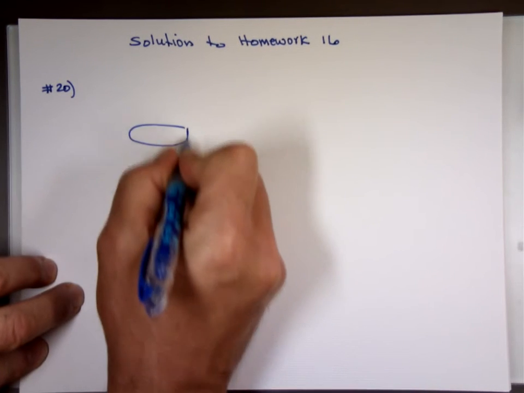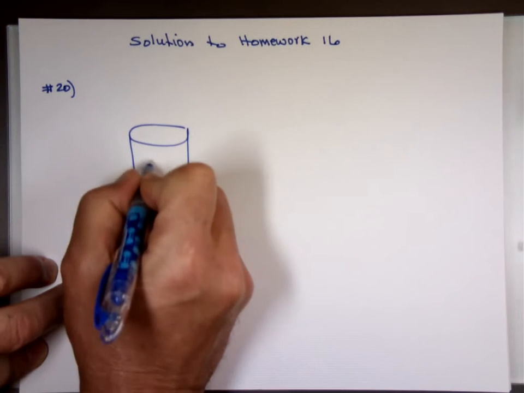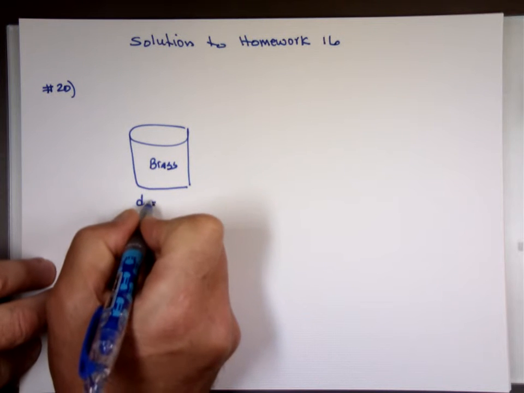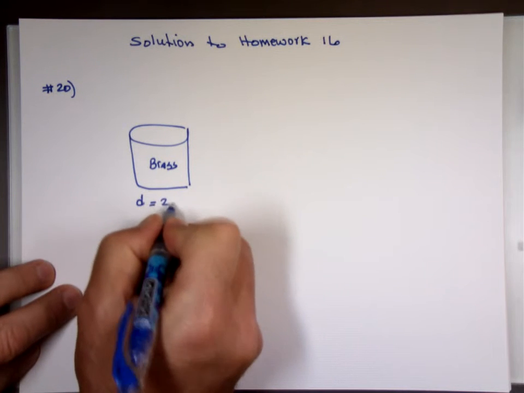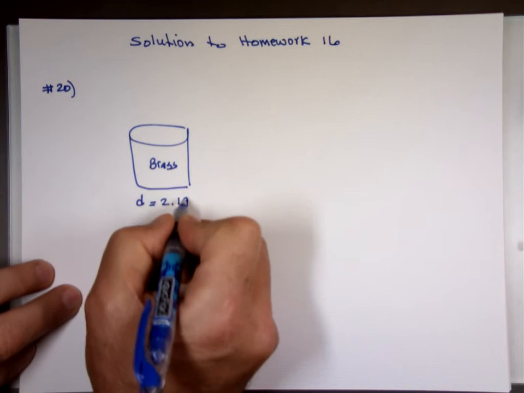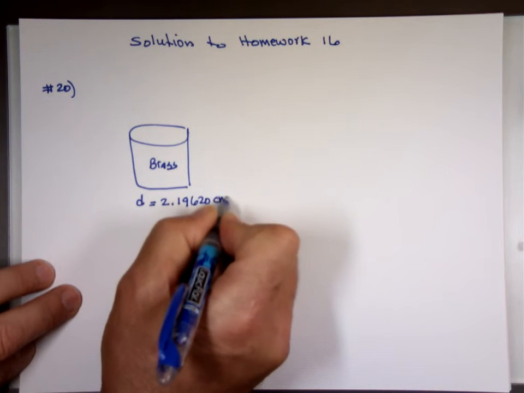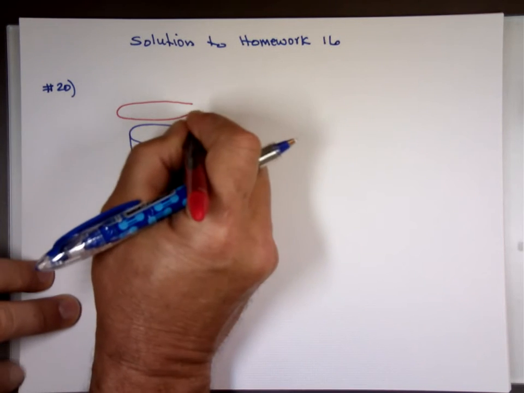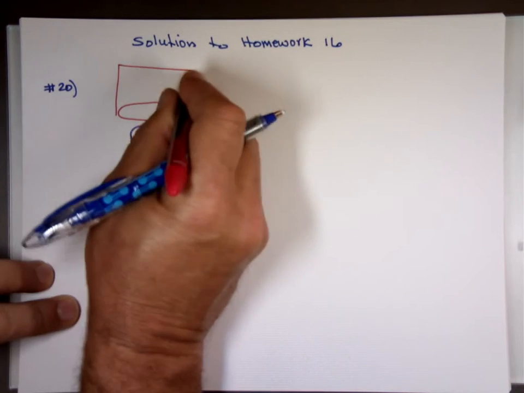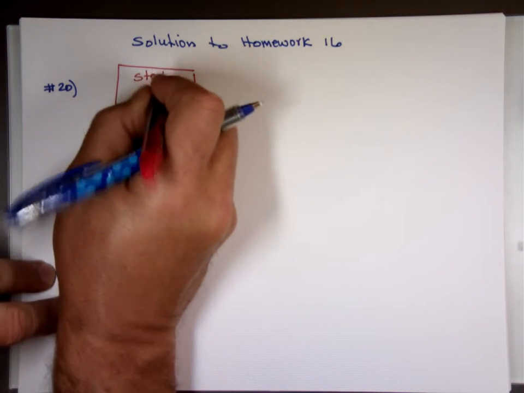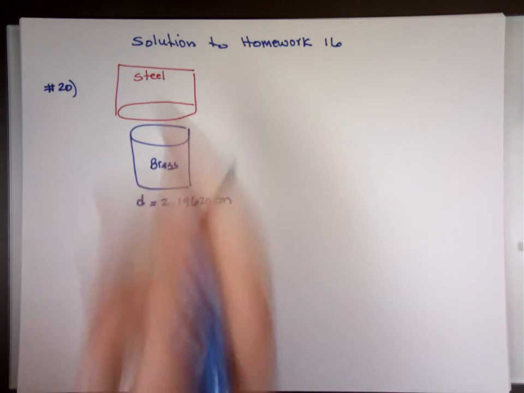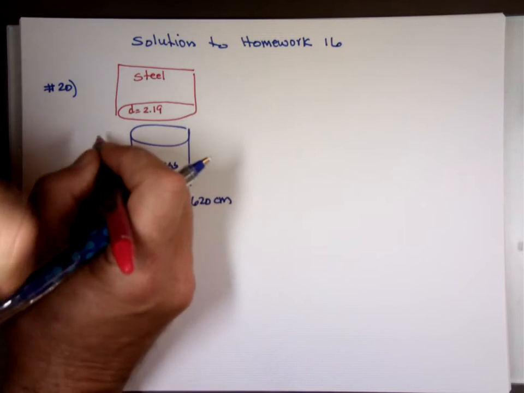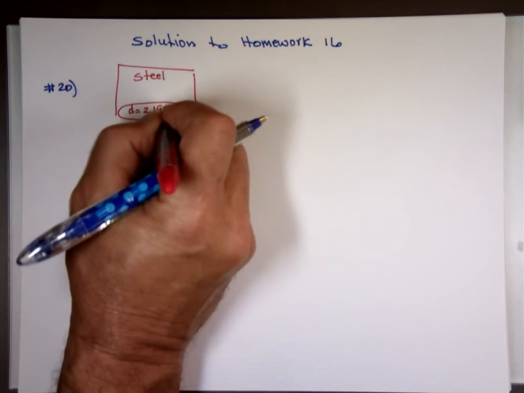So we have a brass sleeve with diameter equals 2.19620 centimeter. We have a shaft that's a little bit bigger, made out of steel, with diameter equals 2.19888.